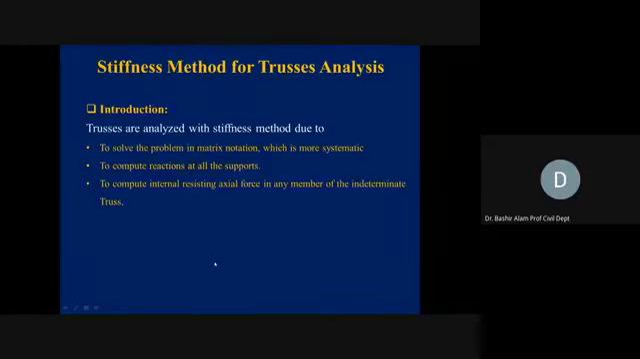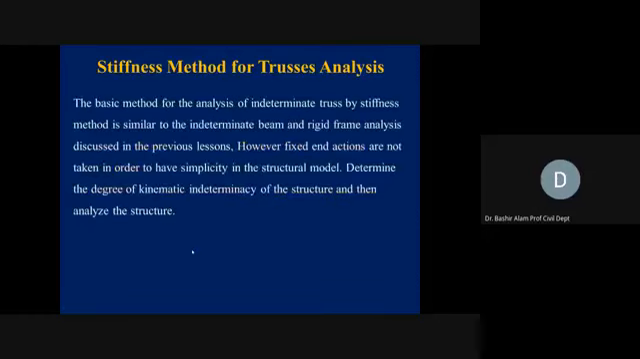Introduction. Now, because of 3 reasons, we want to analyze these trusses with the help of stiffness method. First reason is that it is more systematic. We can compute reactions at all the supports, and then internal resisting axial forces in any member of the indeterminate truss can be found. It will be having only axial forces along the axis of the member. It can be tension, it can be compression.